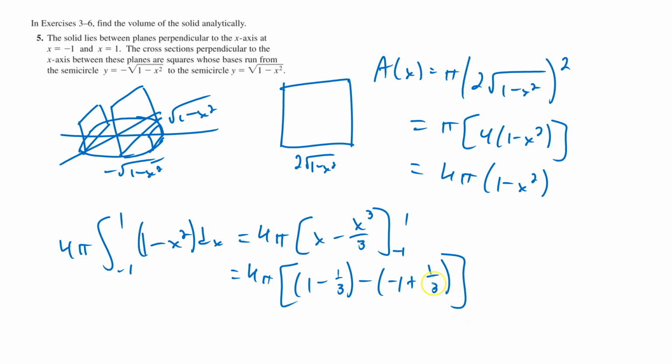Now, some of you may have noticed by now, it seems like this one is always the opposite of this one because we have this symmetry here. You could find the volume of half of it and then double it. You could definitely do that. So you go from 0 to 1 and then double the whole thing. Just don't forget to double it.